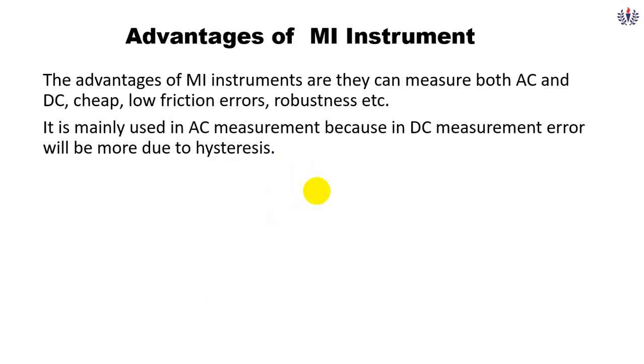So, what is the advantage of the MI instrument? It can be used to measure both AC and DC.